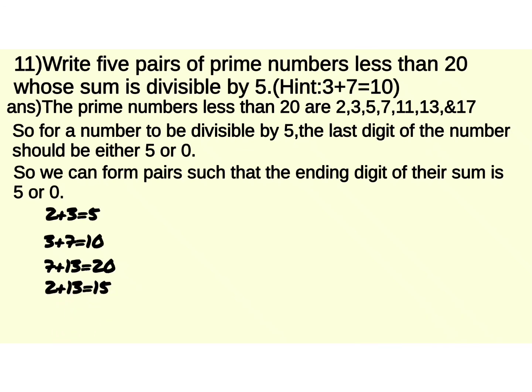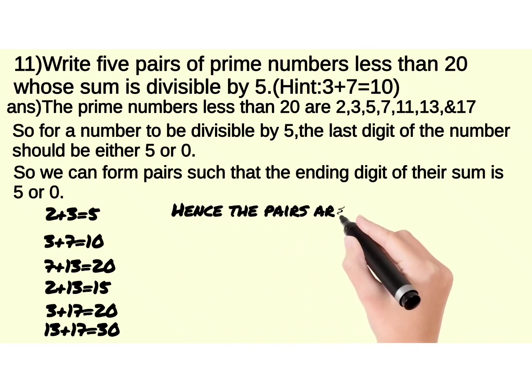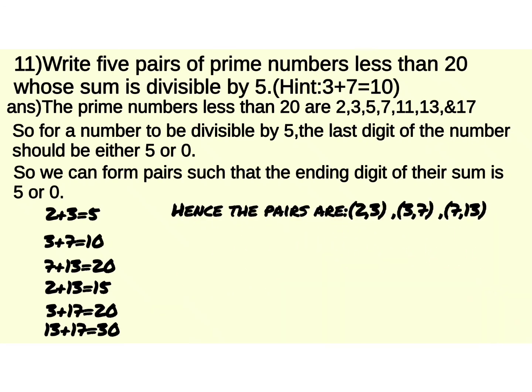Next, the sum of 2 prime numbers, that is 2 plus 13, is equal to 15. 15 is divisible by 5. Next, 3 plus 17 is 20. 20 is divisible by 5. Next, 13 plus 17 is equal to 30. 30 is divisible by 5. Hence the pairs are 2 and 3, 3 and 7, 7 and 13, then 2 and 13, 3 and 17, 13 and 17. Clear?